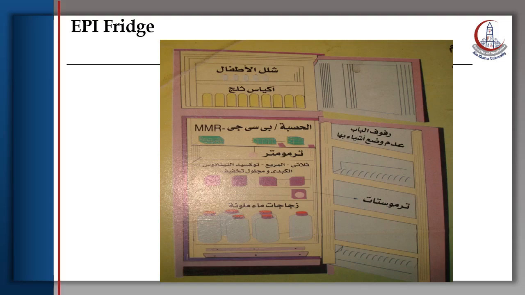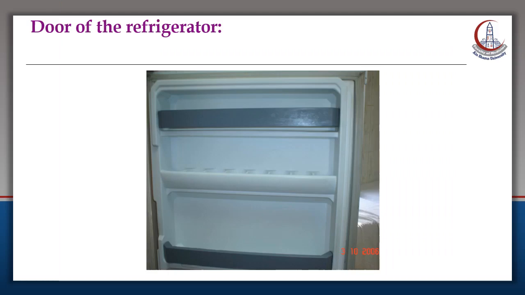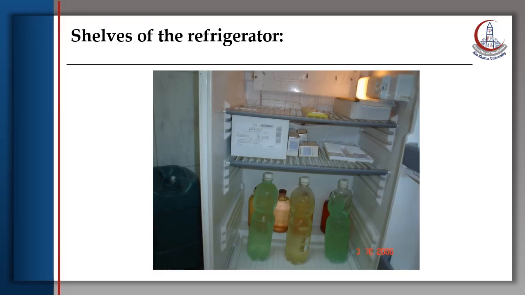The top shelf contains only measles, BCG, MMR vaccine. The middle shelf contains the thermometer and the vaccines, which are DPT, tetanus toxoid, hepatitis B vaccine. The bottom shelf contains only bottles of water. Record the temperature and ensure that the temperature is optimum between 2 to 8 Celsius.